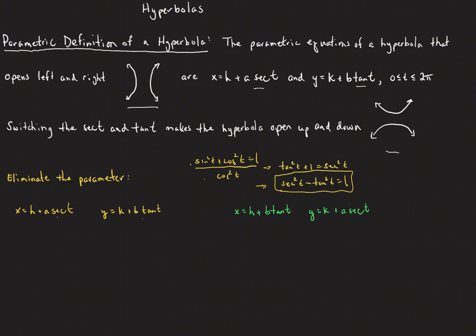Like we did with sines and cosines, we're going to subtract the h, and that will get us to a secant t is equal to x minus h. We'll divide that a to the other side to isolate the secant t. We'll do the same thing on the other side with the tangent. So we'll subtract the k to get b tangent of t, and then we'll divide the b over. Then we are going to plug these into the identity that we created.